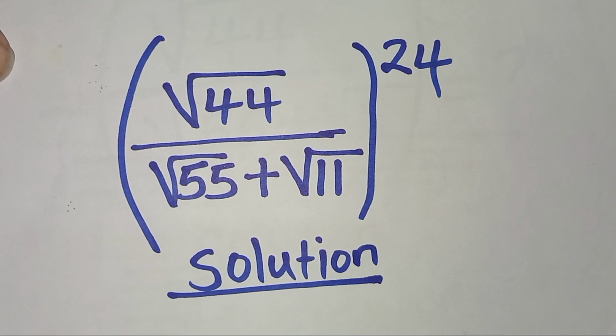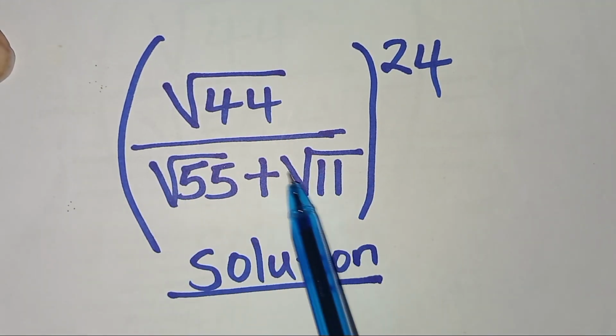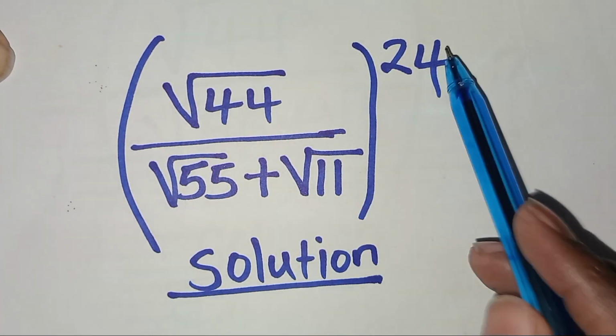Hello everyone, welcome to this solution for this nice problem, which is the square root of 44 divided by the square root of 55 plus the square root of 11, all raised to power 24.